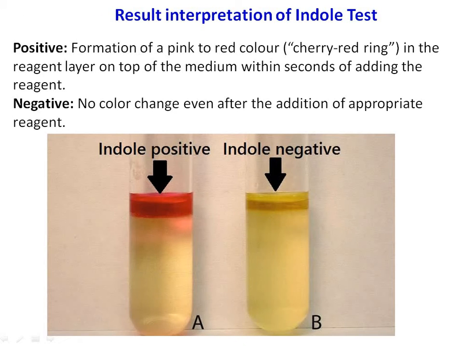The result interpretation of the indole test is as follows. If the result is positive, there is formation of a pink to red, cherry red ring in the reagent layer on the top of the medium within seconds of adding the reagent. If the result is negative, there is no color change even after the addition of the appropriate reagent.